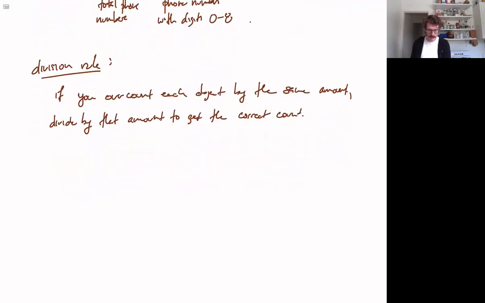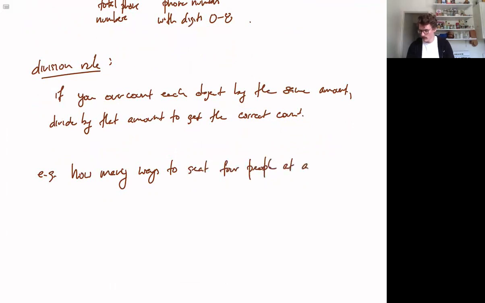Let's do an example. How many ways to seat 4 people at a circular table? So the point of this circular table is we're saying that it doesn't matter what orientation the people are in, it just matters who's sitting next to who.